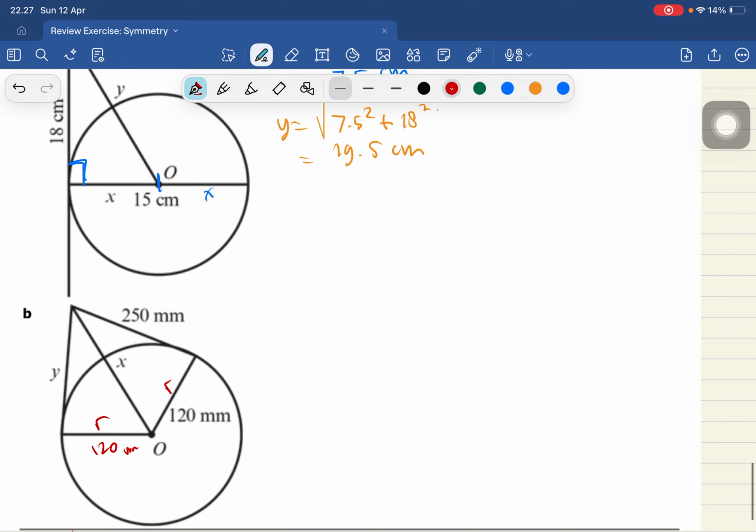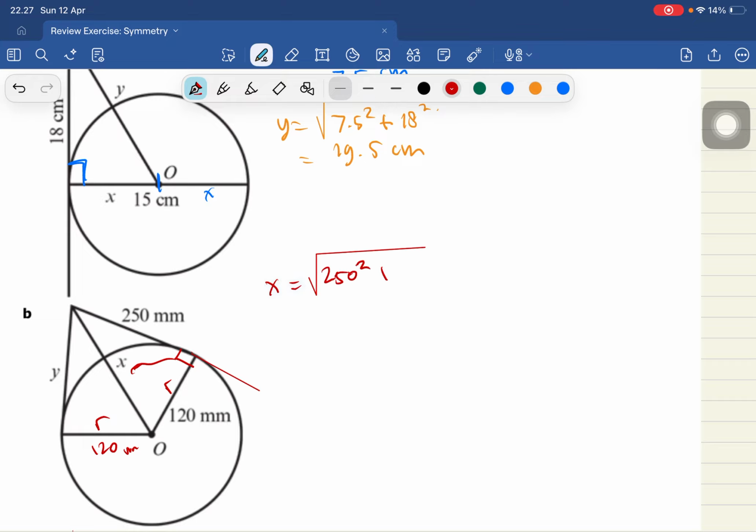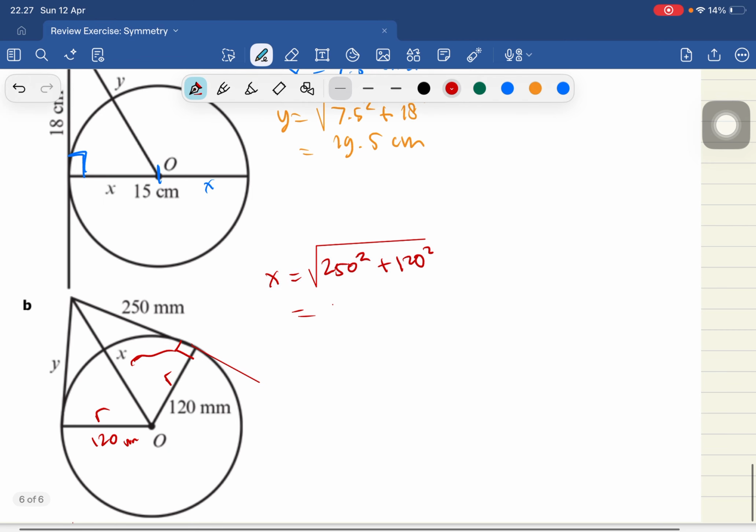Here is the radius, so look at the tangent to the center, it's going to be 90 degrees. Here is the hypotenuse, so to find the x, you can do 250 squared plus 120 squared. We can use a calculator again: 250 squared plus 120 squared. So x we will get as 277.3. This is the x.